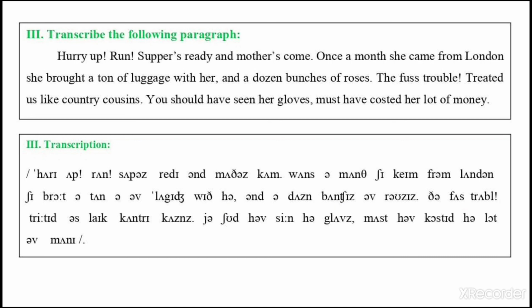must have costed, have, her, schwa, costed, with the O, the C reversed, co, and the ed is pronounced id, costed her, her schwa, lot with O or the C reversed, lot of, schwa, money, me, schwa, me and the V, and at the end short E, money. And at the end we close the slash.